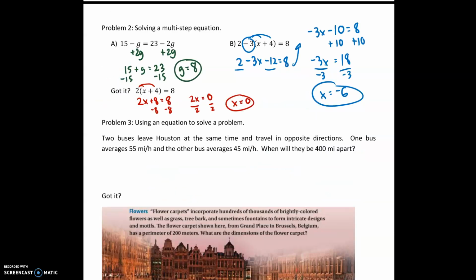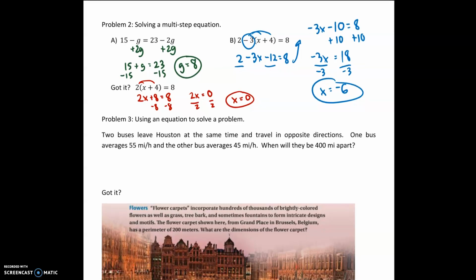So next we have our classic bus problem where two buses are leaving in opposite directions, and we want to measure, if they're going in two opposite directions at those different speeds, when they're going to be a total of 400 miles apart. It's important to understand what we're answering for first. If it's a when question, that's going to be a matter of hours in terms of time.